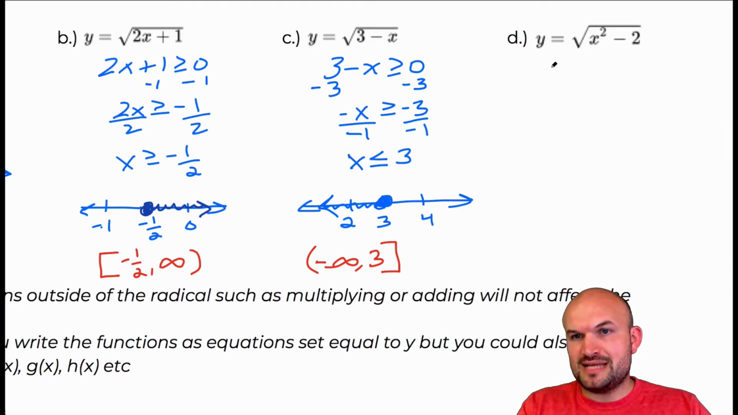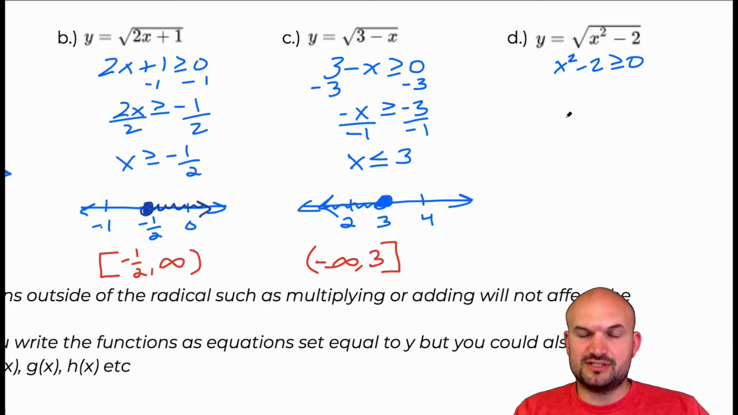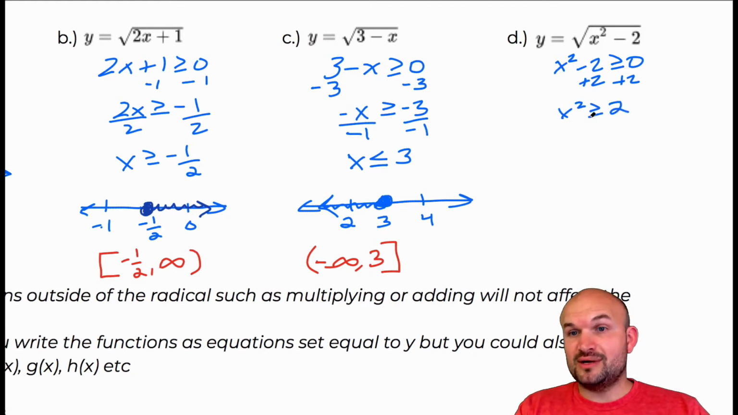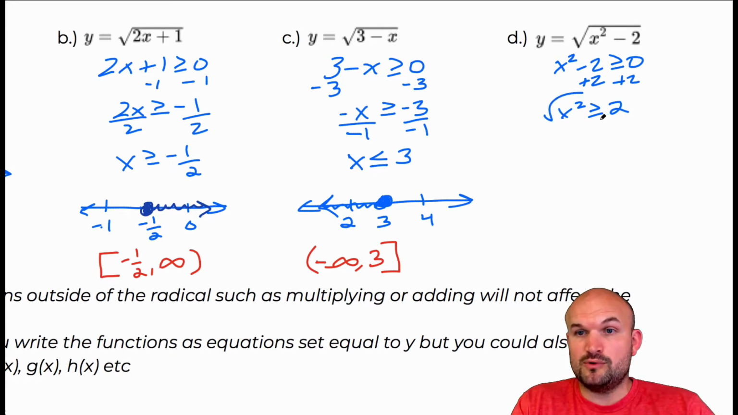But anyways, first step, set it greater than or equal to 0, right? Because the radicand has to be positive. Now I can add a 2 to both sides. So I have x squared is greater than or equal to 2. Now, if I want to solve, I have to undo squaring, which is going to introduce the square root. And it's really important when we introduce the square root. Actually, you know what? Let's use that in red.